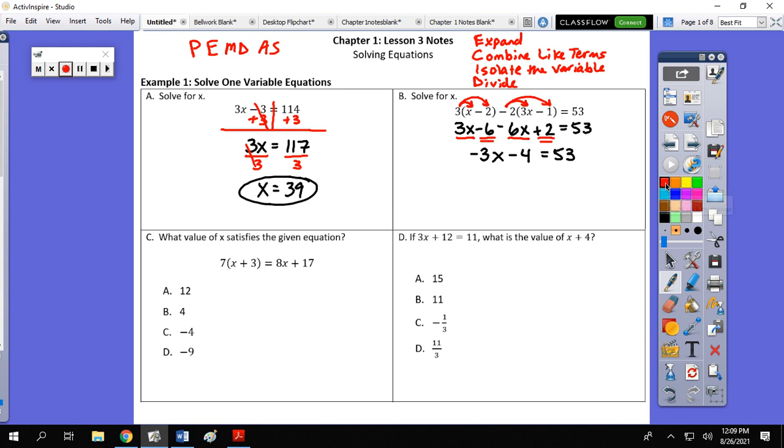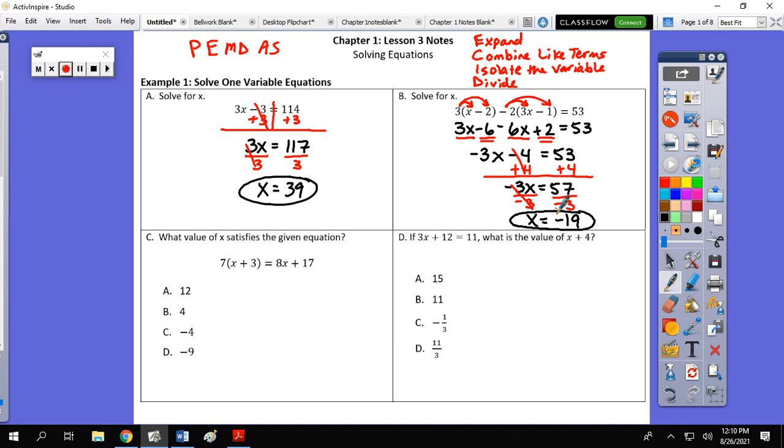Now this is a problem like the first one we solved. We need the negative 3x by itself. We need to isolate the variable. So we are going to add 4 to each side of the equation, which would give us negative 3x equals 57. And then we would divide by negative 3, which would be the last step in our process, divide, to get x equals negative 29. I'm sorry, negative 19. Okay, so x equals negative 19.